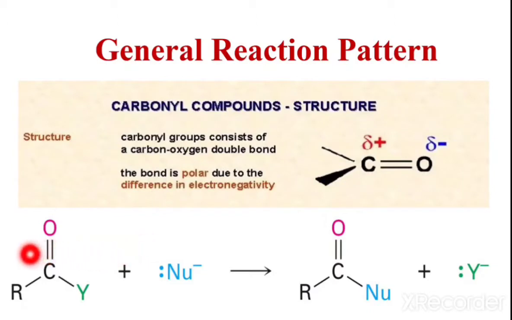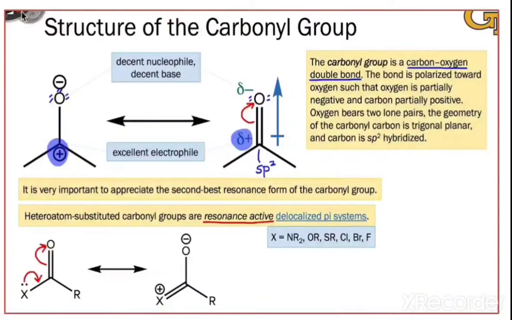Now if we see here R C double bond O, and if we add the nucleophile, the nucleophile attacks this carbonyl carbon, and here departure of this Y, and the addition of the nucleophile takes place. That means the nucleophile, the electron-rich species, attacks the electron-deficient species. Now here this is a carbonyl carbon.